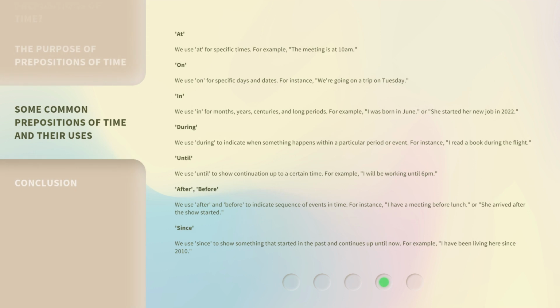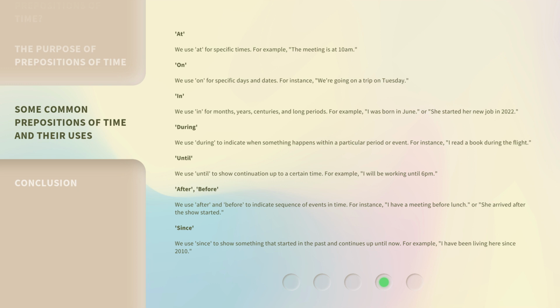At. We use "at" for specific times. For example, the meeting is at 10 a.m. On. We use "on" for specific days and dates. For instance, we're going on a trip on Tuesday.